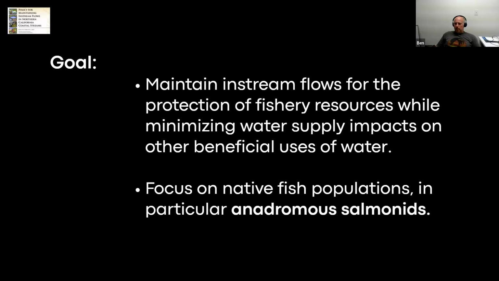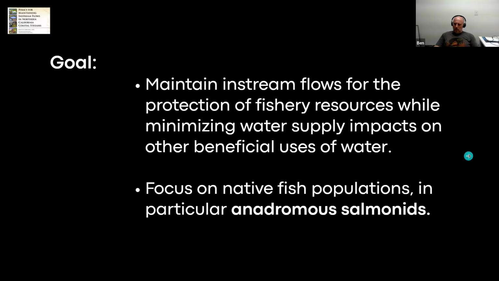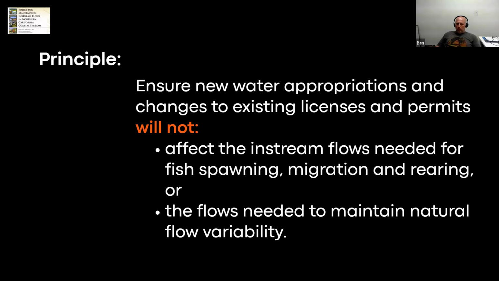And the focus in the development of the policy was really on the anadromous salmonid population, so of the coho and trout populations along the North Coast. So the principles were really designed to ensure that any new license or permit that is issued won't affect the in-stream flows needed for spawning, migration, and rearing, or impact the flows needed to maintain the natural flow variability.